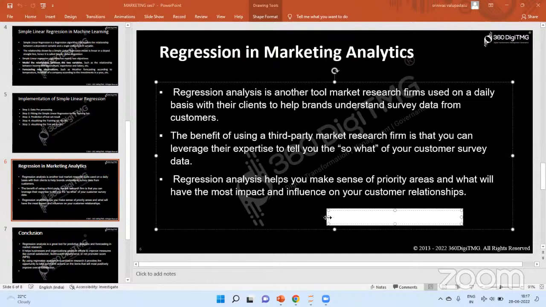And the benefit of using third-party market research is that you can understand their expectations on particular data. This will also be done by regression analysis, and it helps us to have the most impact and influence on your customer relationship. So this will be done in marketing analytics with the regression concept.